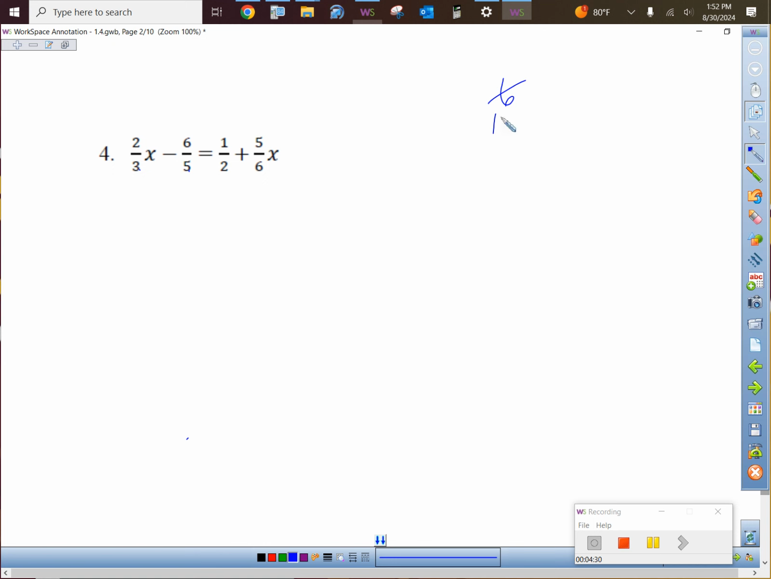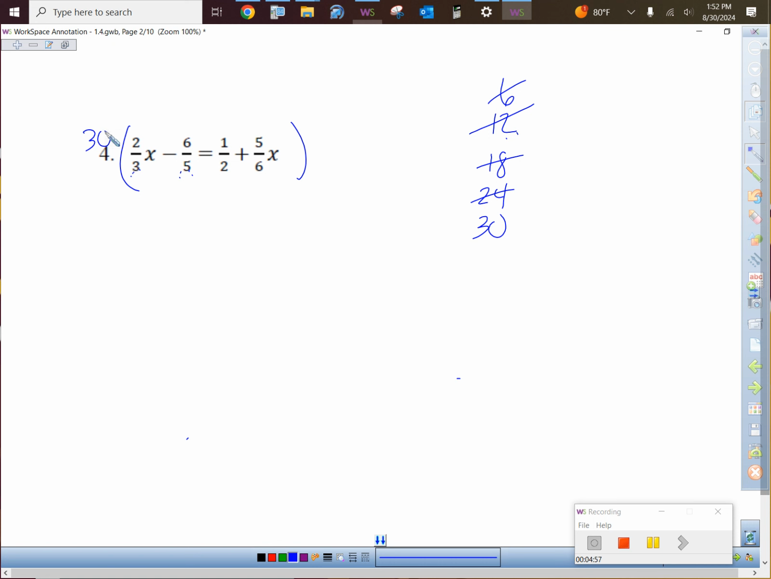The next number I try is 12. 3 goes into 12. 5 does not go into 12, right? So it's not going to work. 18. 5 doesn't go into 18. 24. 3 goes into it, but not 5. 30. Ooh. Does 3 go into 30? Yes. Does 5 go into 30? Yes. 2 goes into 30, and 6 goes into 30. So I just went through a list of multiples of 6, and the first one I came across was 30. That's going to work.